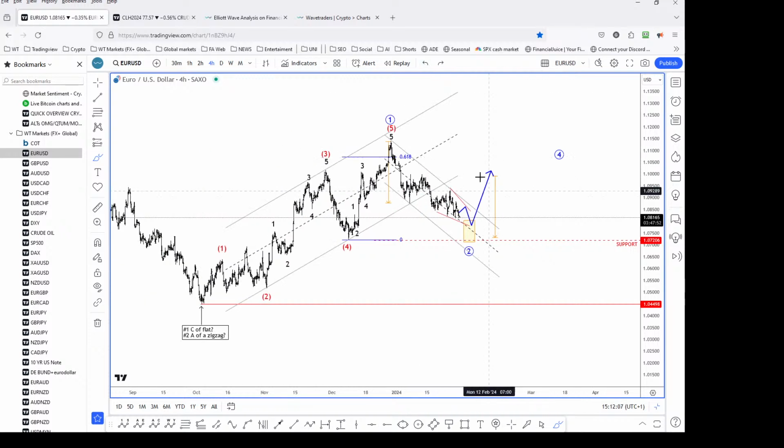So I think that this could be late stages of this correction, but of course very important support will always be at the former wave 4. So you have 107.20, very important level. Above that is 108. Let's see if this maybe could potentially play out as an ending diagonal in the near term, but of course it's not an easy call.